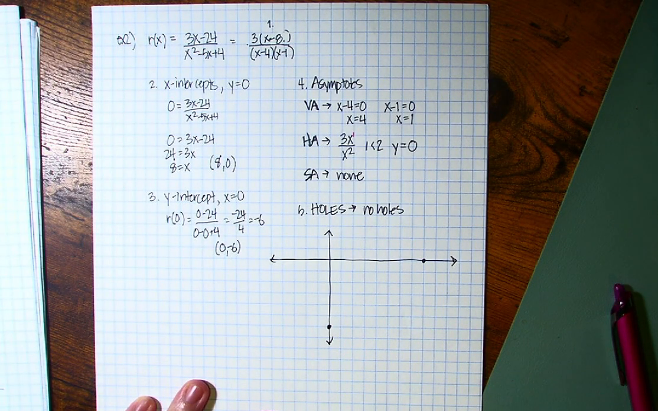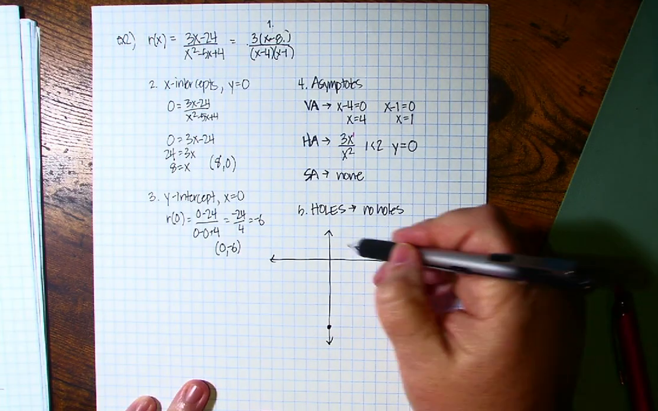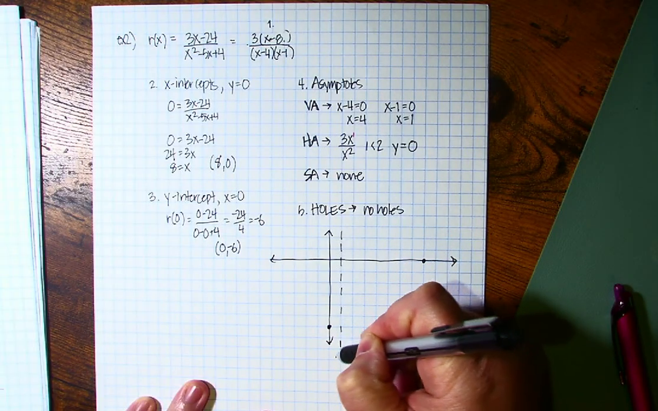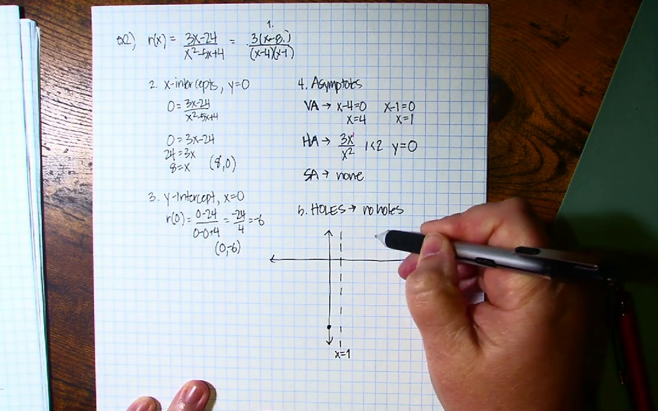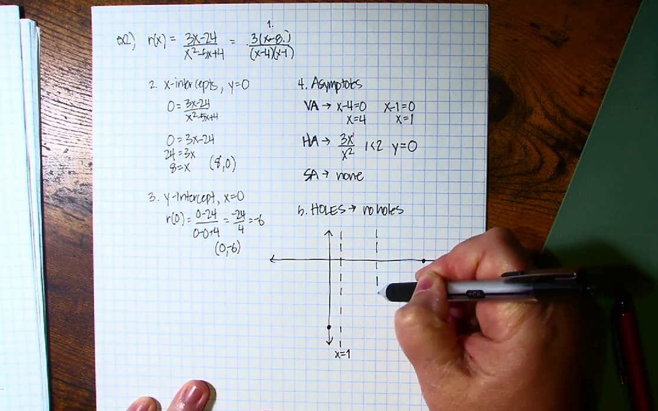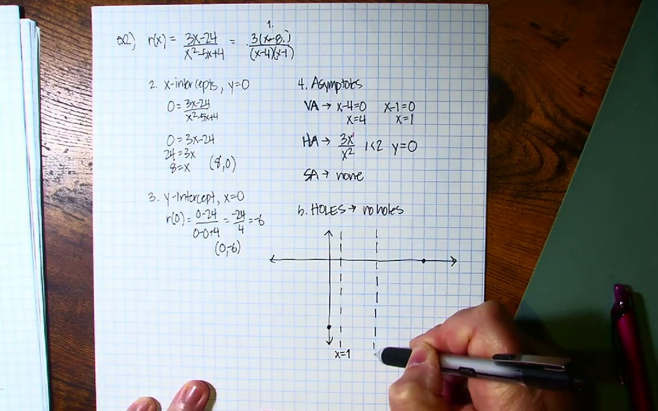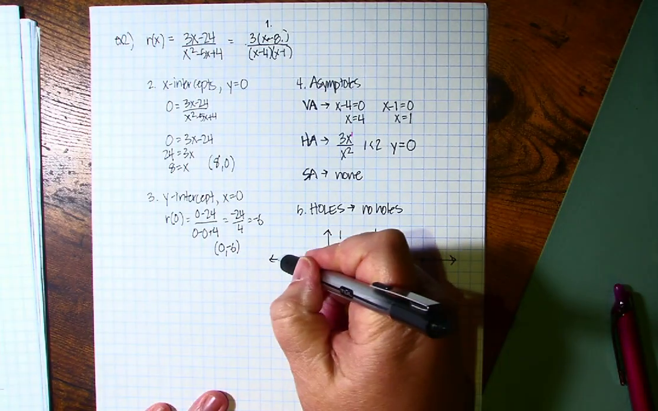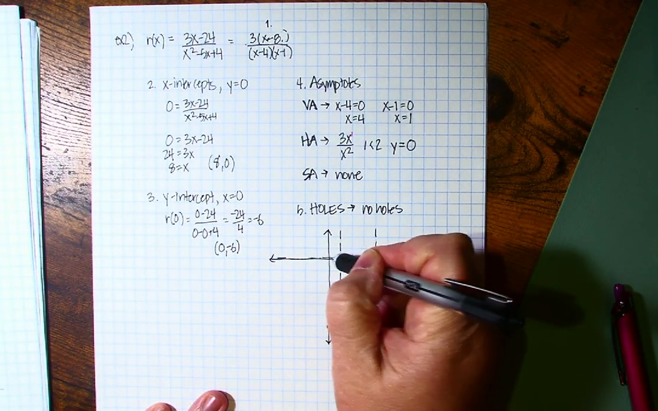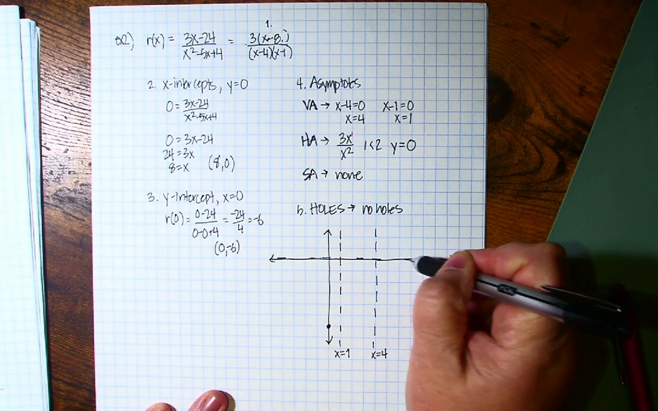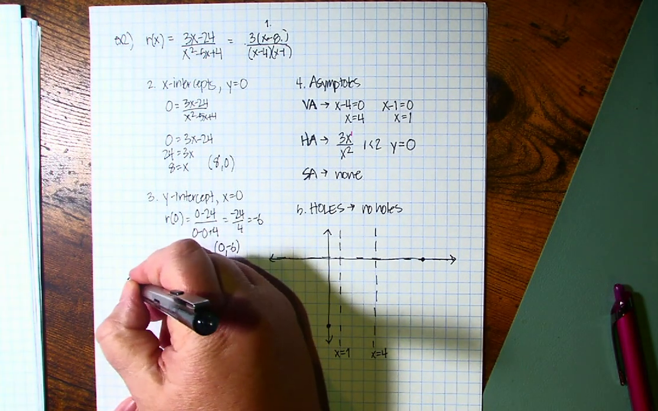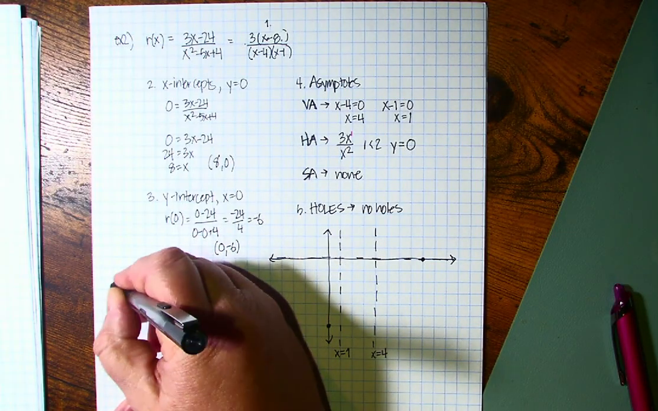I have vertical asymptotes at x equals 1 and at x equals 4. I have a horizontal asymptote at y equals 0. That is simply the axis that I'm going over right now. All right, with this done, all we need to do is look at behaviors to get the general shape.